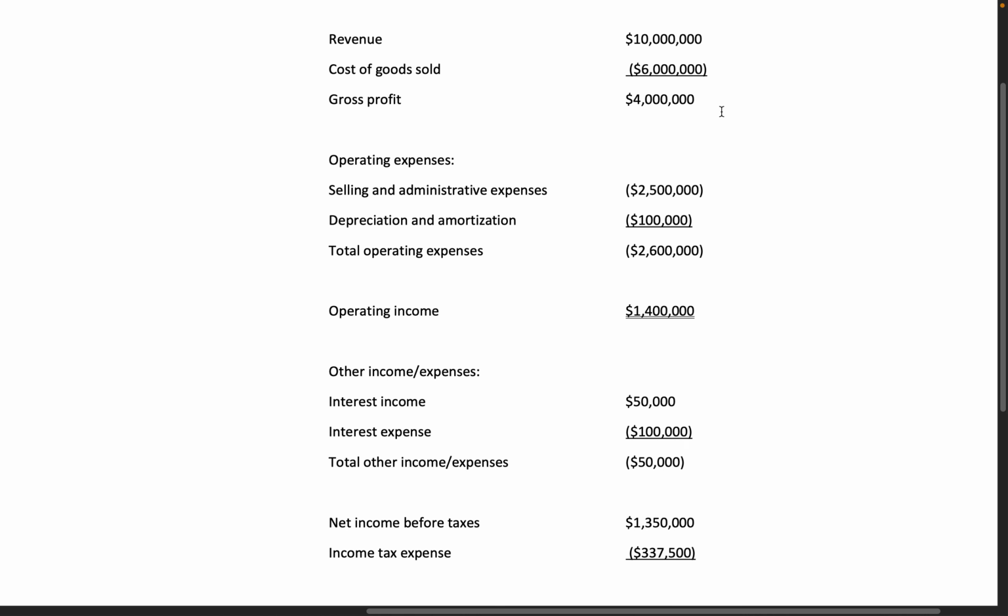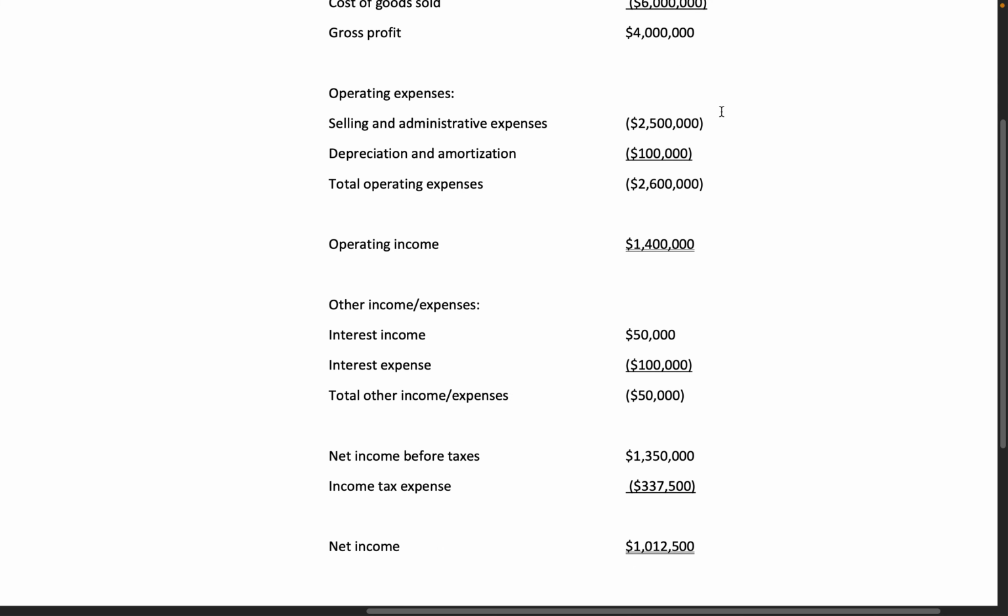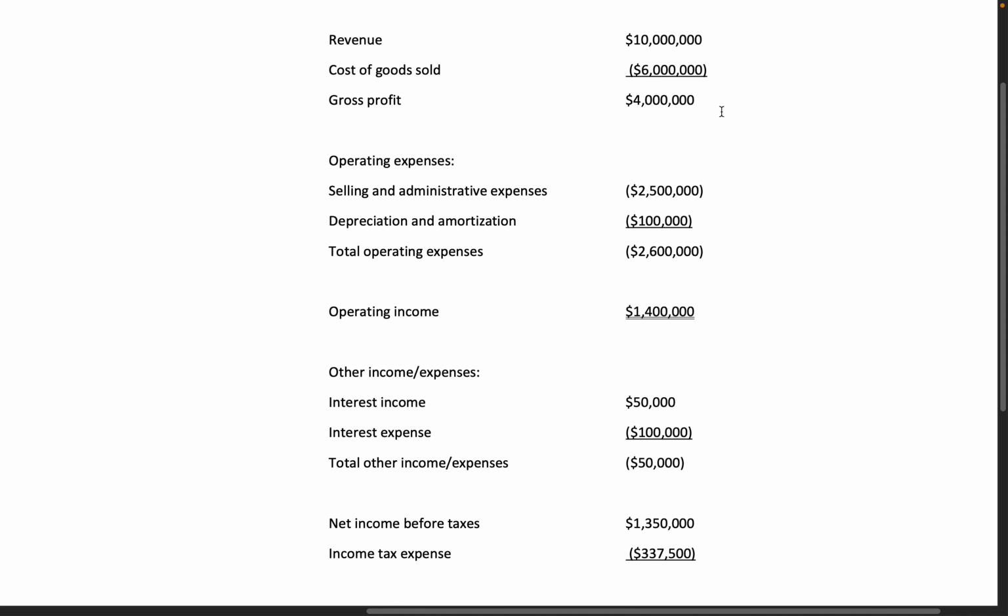Now 4 million sounds like a nice chunk of change in terms of profit. Effectively 40% of our revenue is our gross profit. If we were to leave it at that, we'd feel like we're in a good financial position. But of course we have to take our operating expenses and other expenses out of that. So we're looking at our operating expenses: selling and admin expenses, 2.5 million.